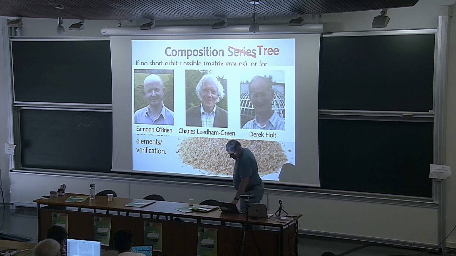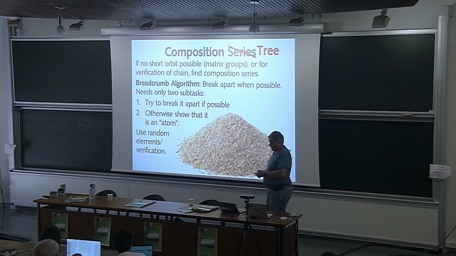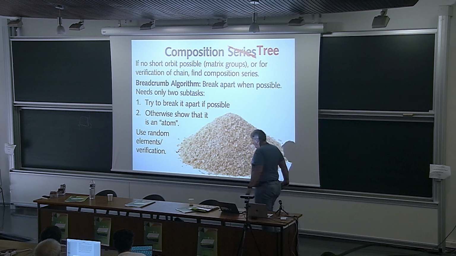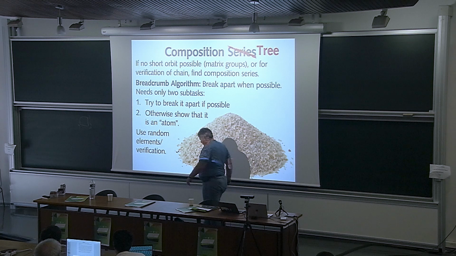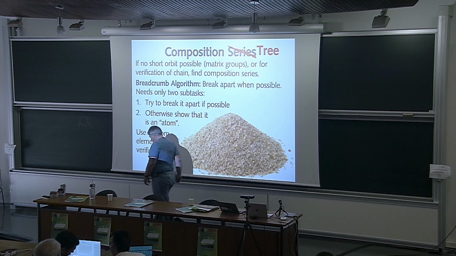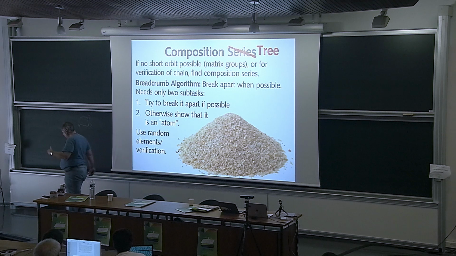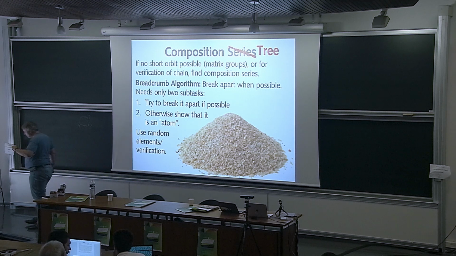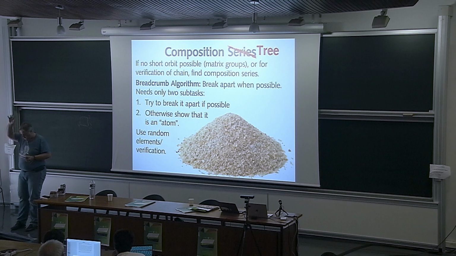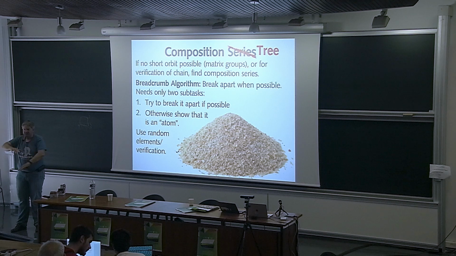Okay, so how does this work? We want to find a composition series. A composition series is a series of subgroups, so that each subsequent factor is a simple group, that I can't cut it smaller again.